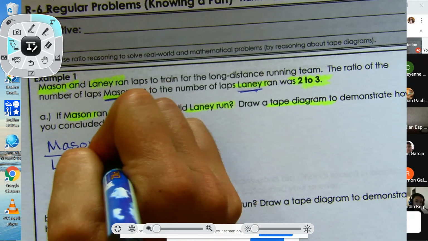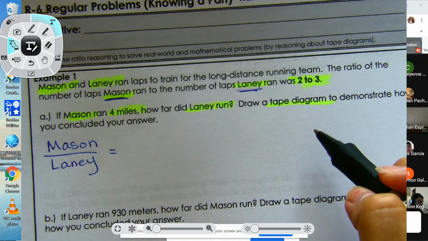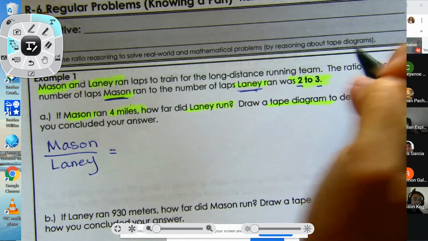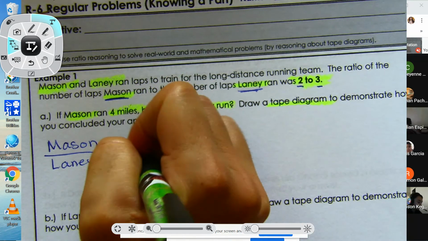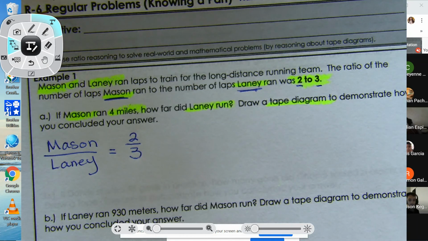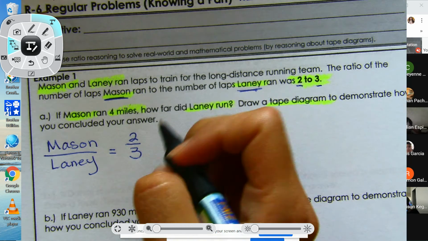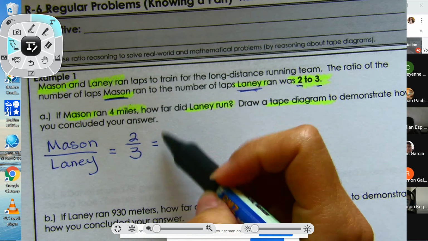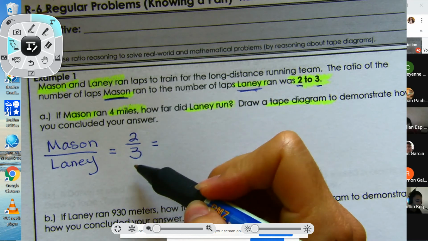The next thing we do is we're going to write the ratio that's associated to these 2 people. And the ratio was 2 to 3. And you must remember, keep it in that order, 2 to 3. You cannot put 3 over 2. So 2 to 3. The next thing we're going to do is we're going to draw a tape diagram that goes along with our ratio of 2 to 3.